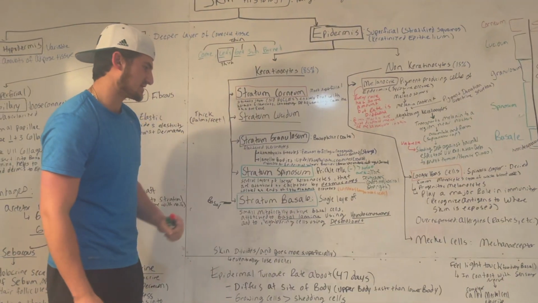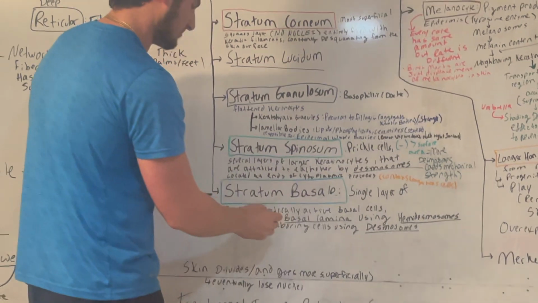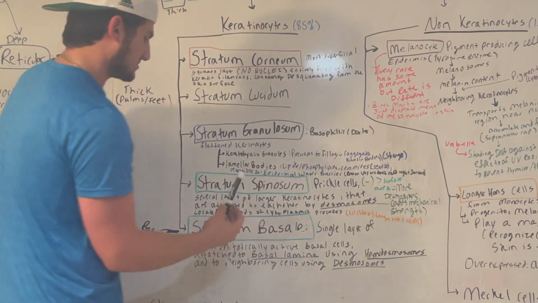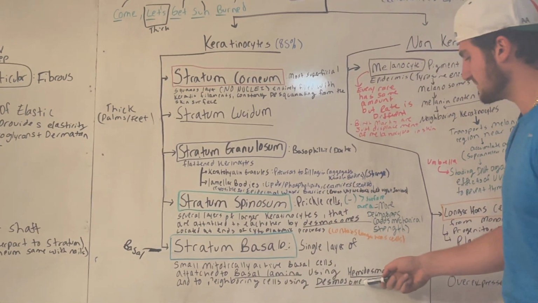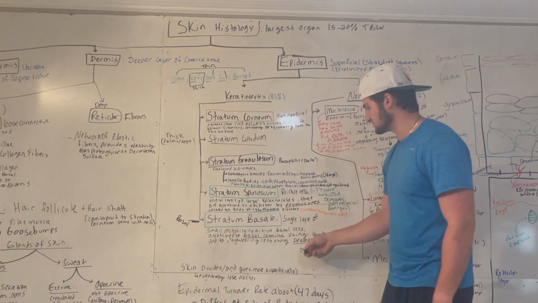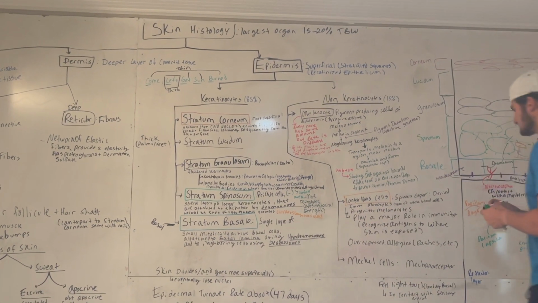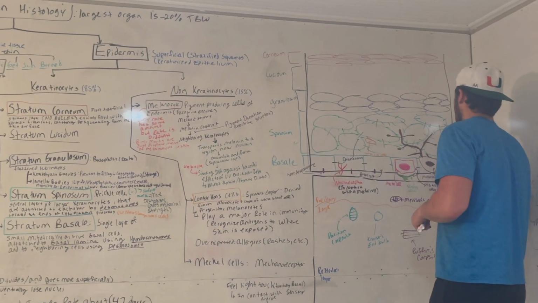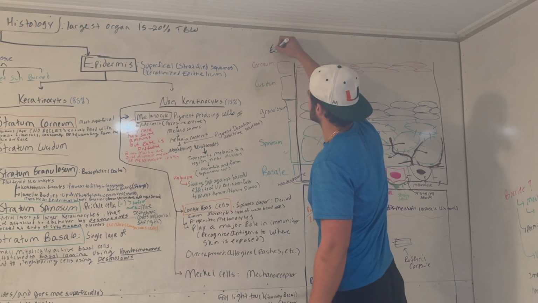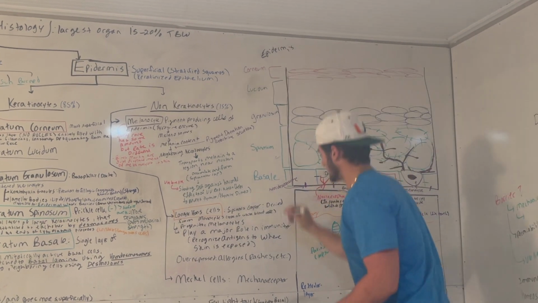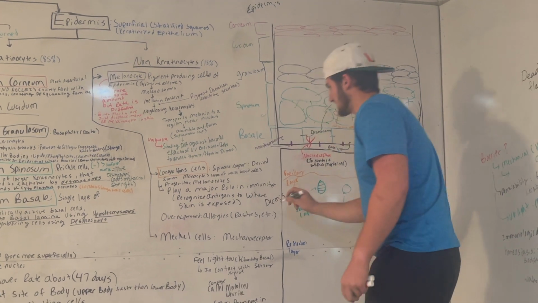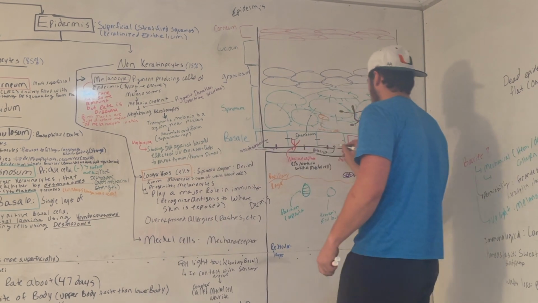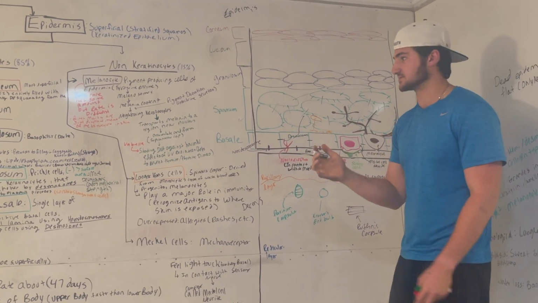So the first one, stratum basale, right? This is a single layer of small, mitotically active basal cells, and they attach to the basal lamina using hemidesmosomes and to neighboring cells using desmosomes. What does this mean? This whole box that I have drawn is the epidermis. This area is the epidermis, and this bottom region right here is the dermis. So just remember that. The basal lamina is the bottom region, the last layer before you enter into the dermis.